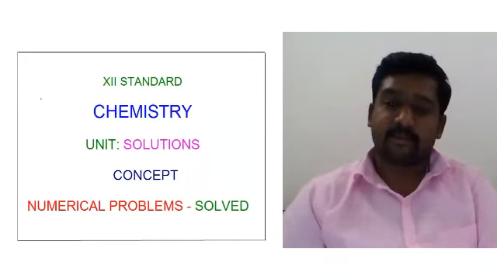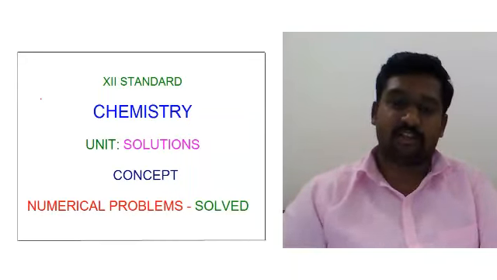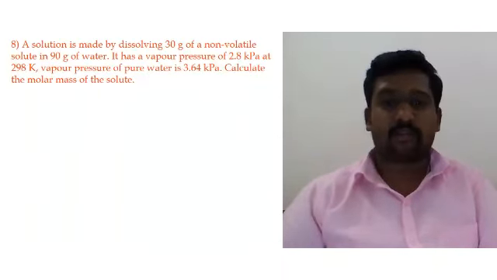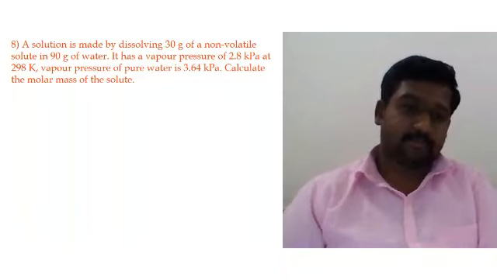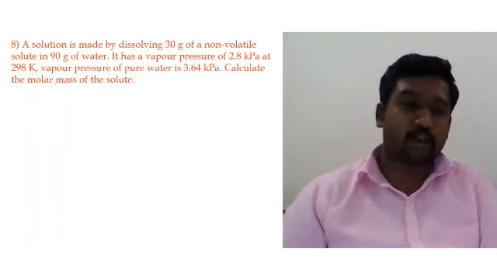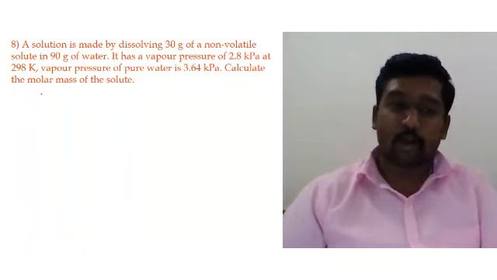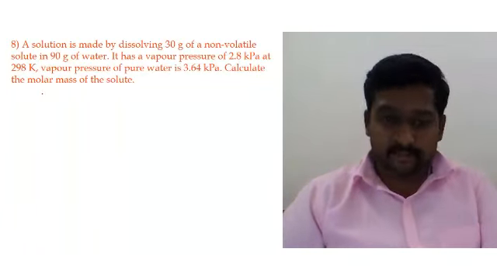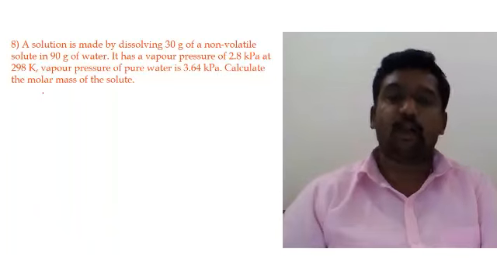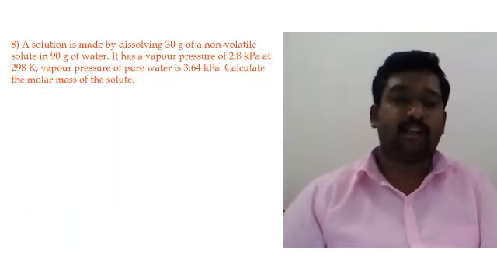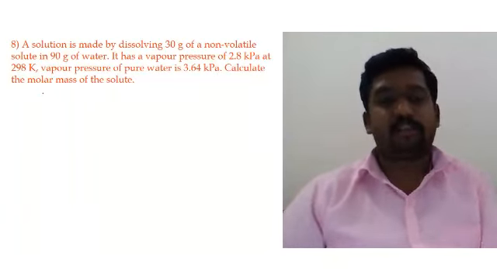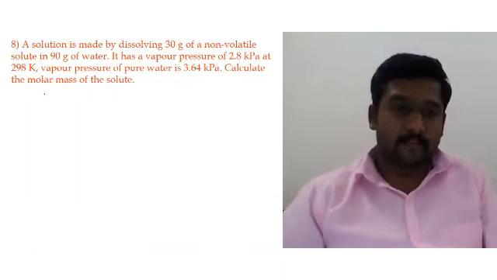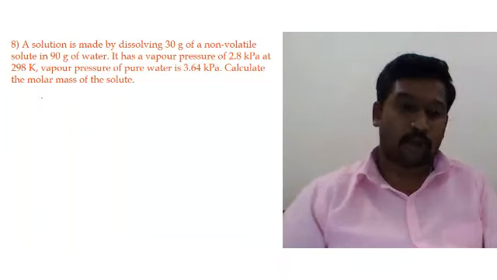Let me consider the first question of this session, that is related to relative lowering of vapor pressure. Here it is. A solution is made by dissolving 30 gram of a non-volatile solute in 90 gram of water. It has a vapor pressure of 2.8 kilopascal at 298 Kelvin. Vapor pressure of pure water is 3.64 kilopascal. Then calculate the molar mass of the solute.